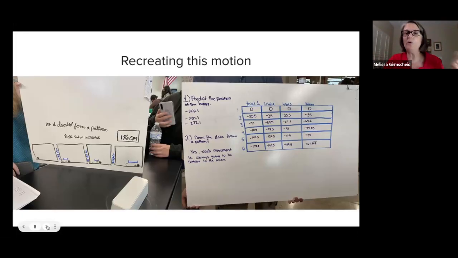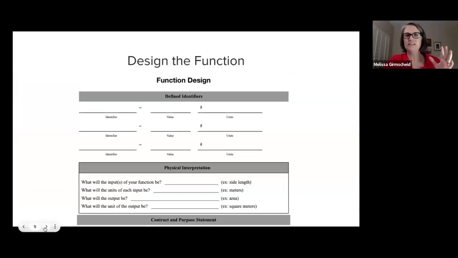And here's where we want to really get into the meat and potatoes. So if we're going to recreate this motion, ultimately, we want to create some sort of model using computational representations. All right. So we're going to have them design a function.